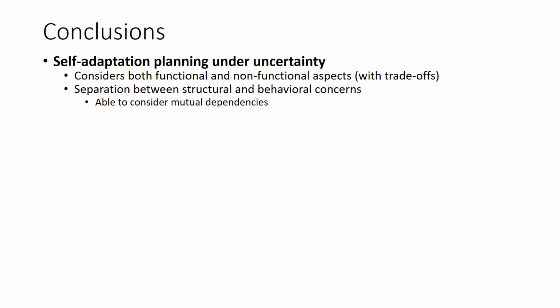In this talk, we have presented an approach for architecture configuration and task plan co-adaptation that is able to consider both functional and non-functional aspects of adaptation planning. The approach proposes a separation of behavioral and structural concerns while considering their dependencies through coordination of separate solvers at planning time.